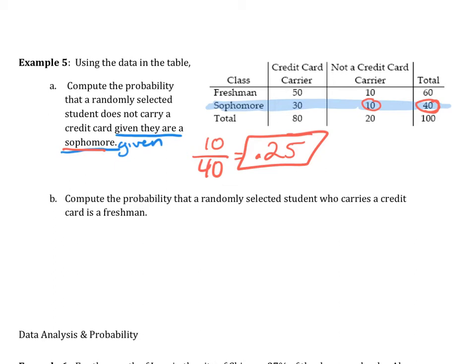Okay, so letter B, compute the probability that a randomly selected student who carries a credit card is a freshman. So this is one of those situations where the word given is not explicitly written there, but if you read it, we want to find the probability that a randomly selected student who carries a credit card, we know this to be true, is a freshman. So this is our given information that they carry a credit card. So any numbers you use to do your calculations for your probability has to come from that credit card carrying column. So I want you guys to go ahead and try letter B.